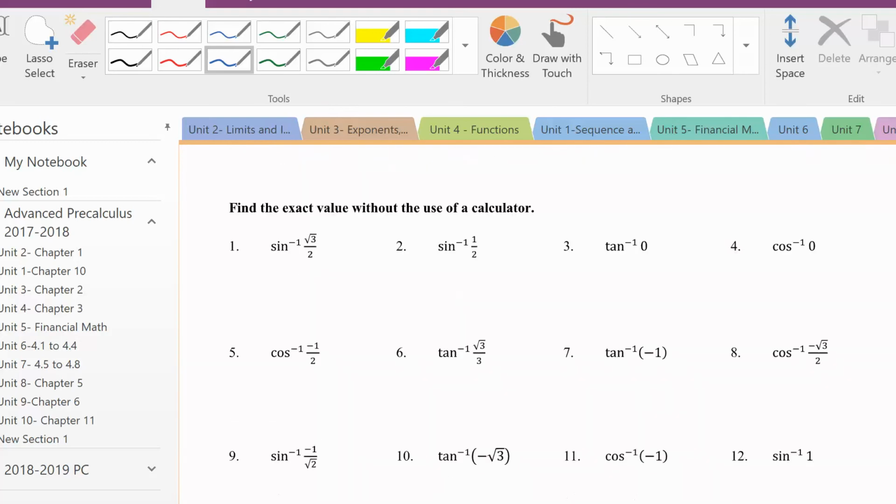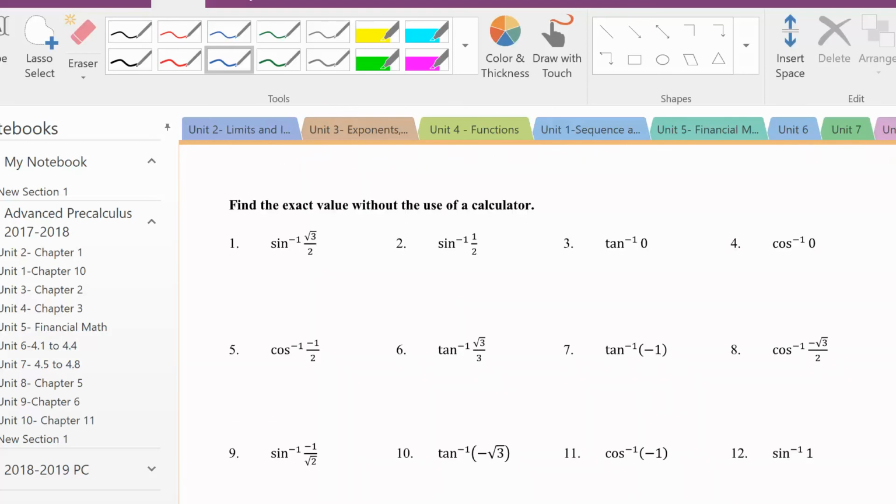So now let's do some examples here, like sine inverse of rad 3 over 2. Well, you know it's in the first quadrant, so then you have to figure out what angle has the ratio for sine of rad 3 over 2, so y over r, or the y coordinate in the unit circle is rad 3 over 2, however you want to look at it. And in this case, it would be 60 degrees or pi over 3. For sine inverse 1/2, that is a 30 degree or pi over 6 angle.